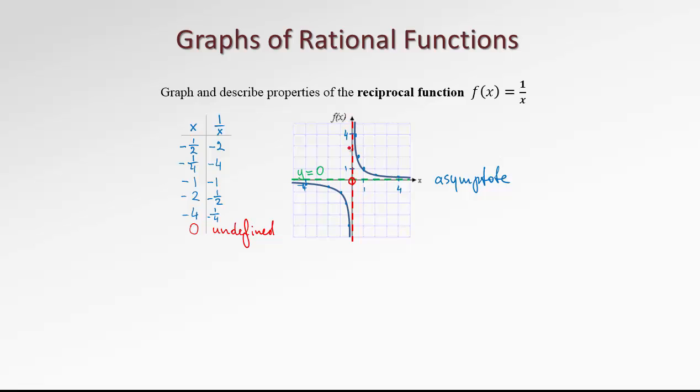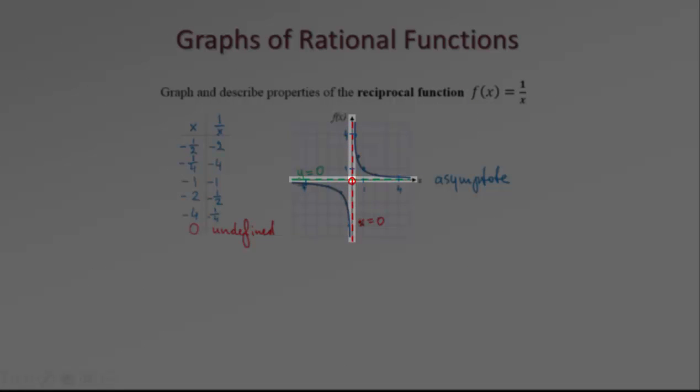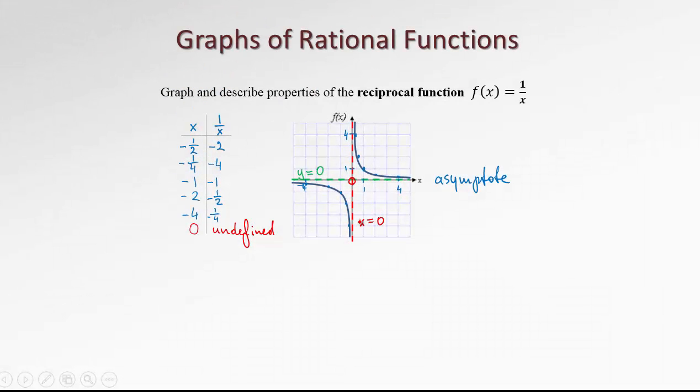And also the vertical asymptote. The graph is trying to approach the y-axis as well. The equation of the vertical asymptote is x equals 0. So two asymptotes here. Notice that asymptotes are marked by a dashed line, so it's clear that they are not a part of the graph. However, they are essential in graphing rational functions.